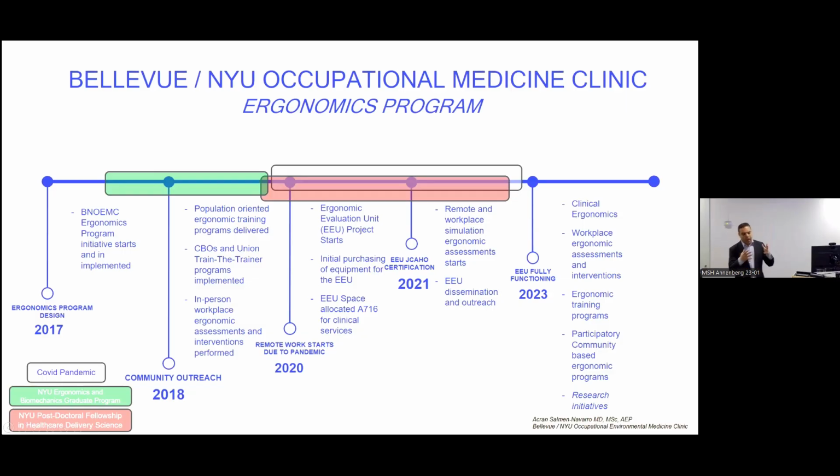We have decades of interactions with community-based organizations, basically treating and helping the most vulnerable workers in the city, along with the health and hospital system. We started doing in-person workplace assessment, which was really good. But then, we also encountered the historic difficulty that we have accessing workplaces.